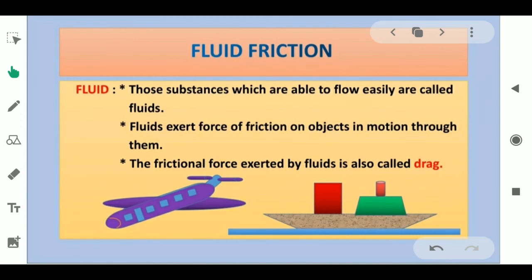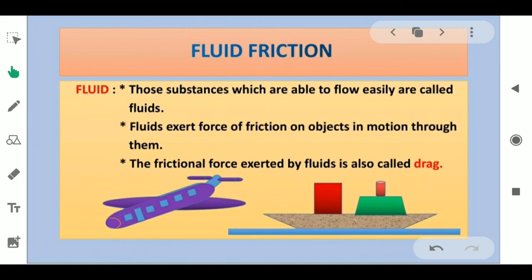Clear? It is quite natural that when objects move through fluids, they have to overcome the friction acting on them. Then what are the different factors that fluid friction depends on? The shape of the object, the nature of the fluid, and the speed of the object. Clear? So these are the different factors affecting fluid friction.